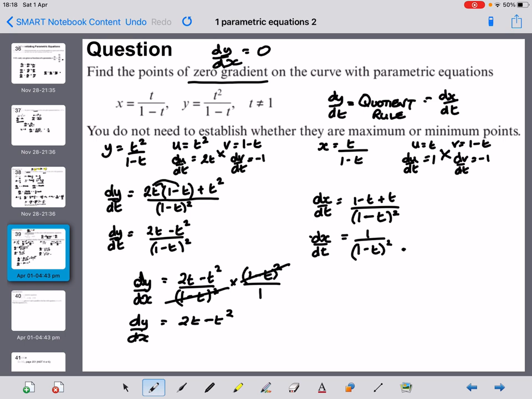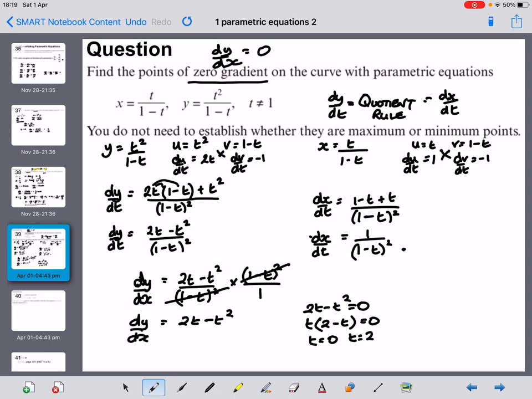Okay, right, let's not forget what we're doing. We're trying to find the points of zero gradient. So we now know we've got our gradient function in terms of t. We can now find the values of the parameter where the gradient is 0 by solving where 2t minus t squared equals 0. So we're setting our gradient function equal to 0. If I take out a factor, I will get t(2 minus t). So there is a turning point when t is 0, and there's a turning point when t is 2.